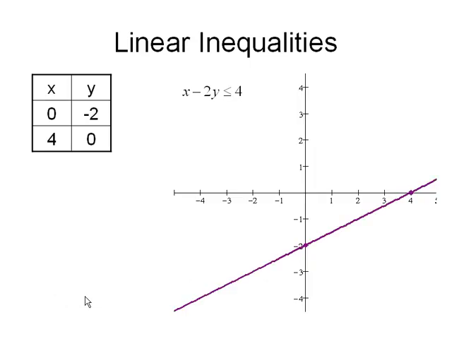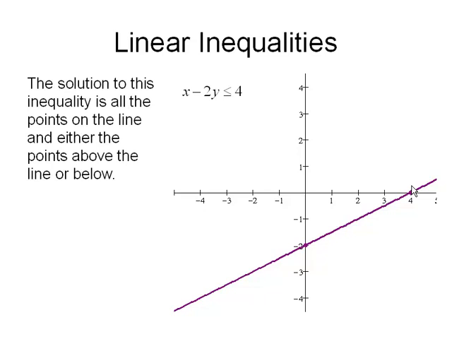So now that I have those ordered pairs, I can go ahead and graph the line that goes through those two ordered pairs, and that's what you see in purple here. You see the point 0, -2 along the y-axis, and the point 4, 0 along the x-axis. So the solution to the inequality is all the points on the line, because I see that there's an equals in this inequality, and either the points that are above the line or below the line.